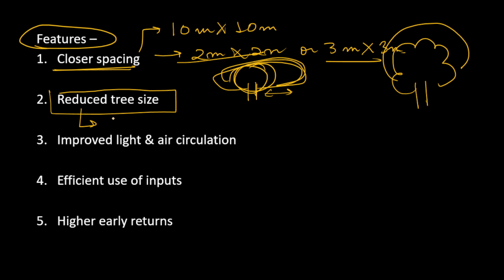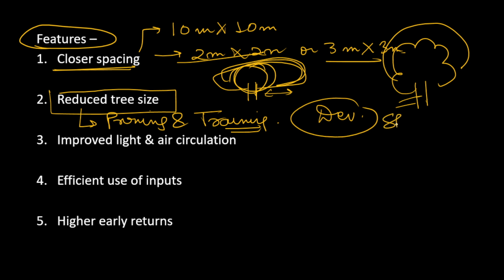used methods such as pruning, training. But the thing which needs to be kept in mind is that while reducing the tree size, we have to keep in mind that our production doesn't reduce. Okay, so we will use very nice pruning methods. We will cut the damaged branches, etc. So overall, we will do this thing very nicely. We will develop varieties, develop shorter varieties.